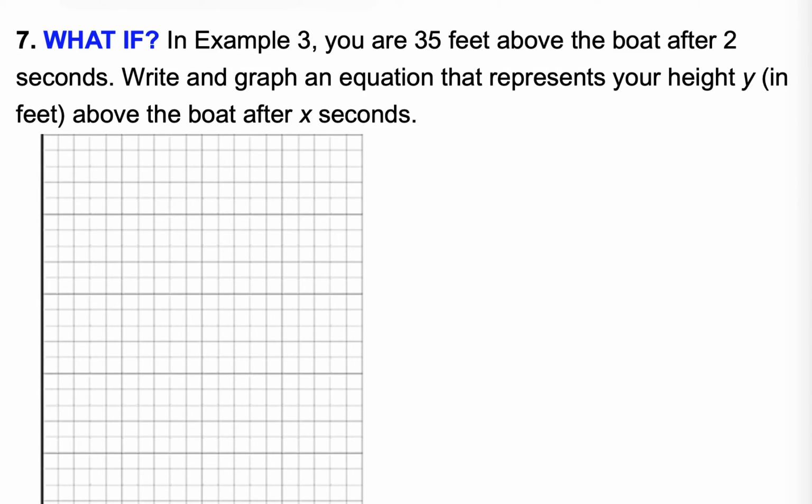So for our last problem here, number 7, you're going to pause the video and try this one on your own. Go ahead and take a minute to do the problem. All right, let's check our answers. So here we have 35 feet above the boat after 2 seconds. Write and graph an equation that represents your height, y, in feet above the boat after x seconds.